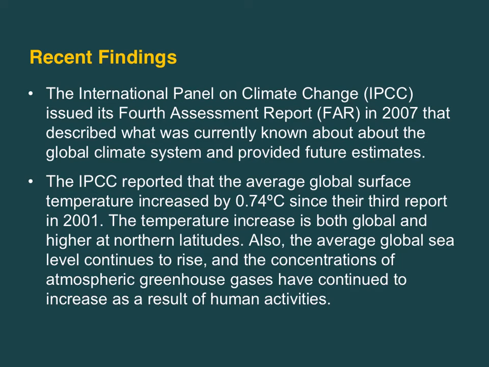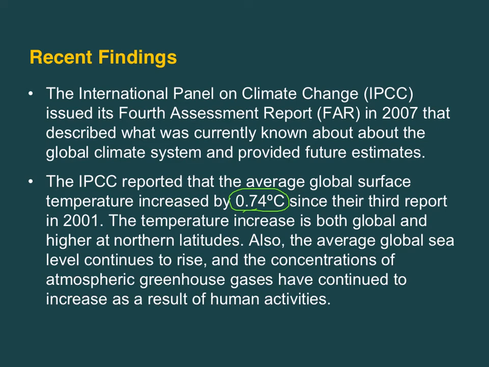All right, recently we've taken a look at things as far back as, well, not as far back as 2007, but we looked at 2007. There was an international panel on climate change. They came up with what is known as their fourth assessment report. What they noticed is that between 2001 and 2007, there was a 0.74 degrees Celsius increase in the average global surface temperature.